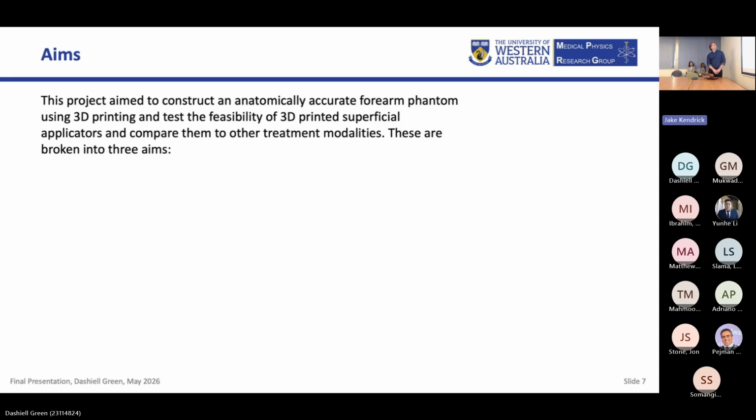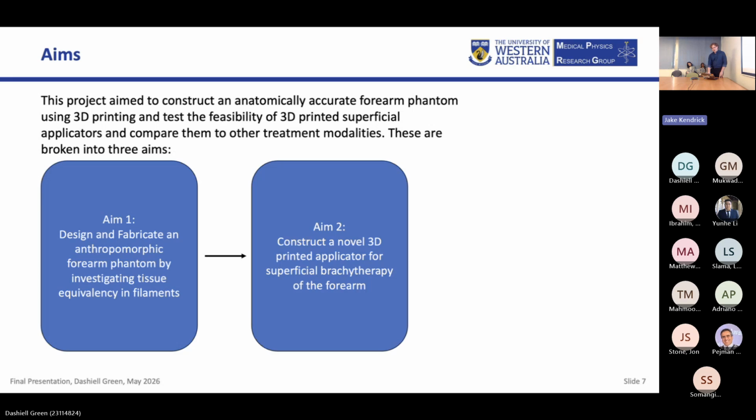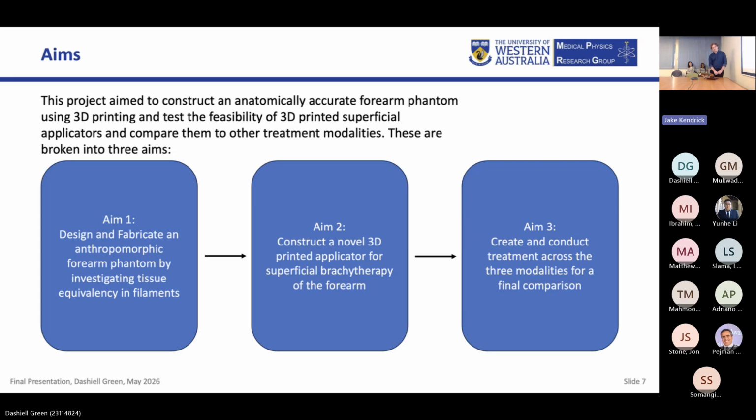So the main aim was to construct an anatomically accurate forearm phantom using 3D printing and test the feasibility of 3D printed superficial applicators and compare them to other treatment modalities. So the three aims were: design and fabricate a phantom by investigating tissue equivalency in 3D printed filaments, construct a novel 3D printed applicator for Brachy of the forearm, as well as create and conduct the treatment across the three modalities for the final comparison.